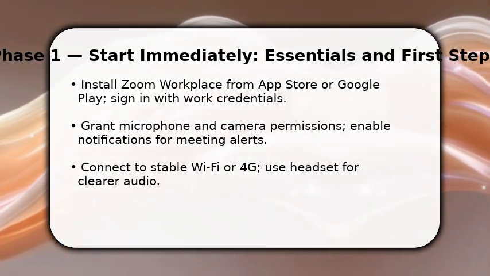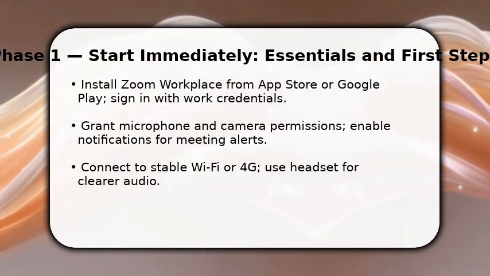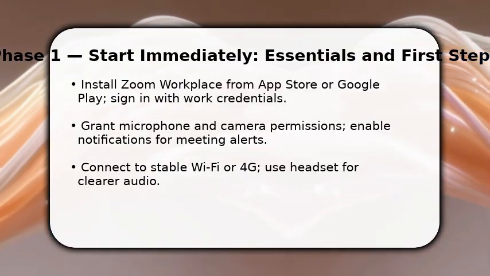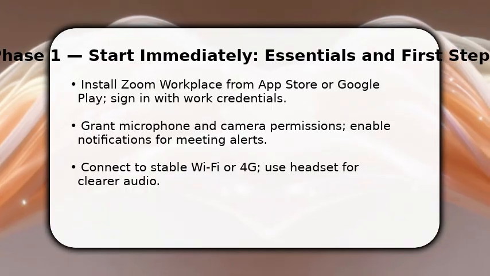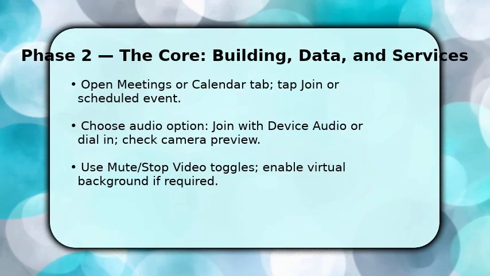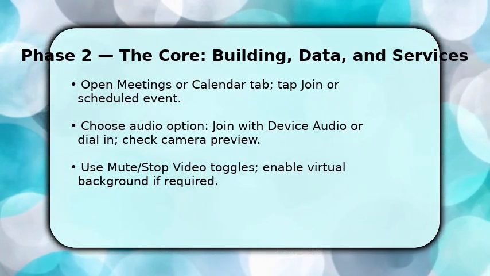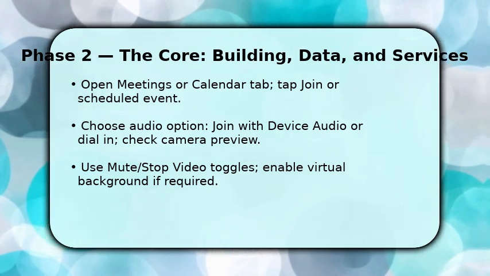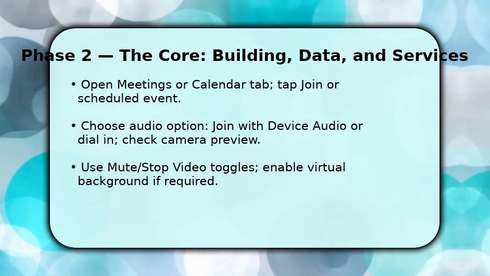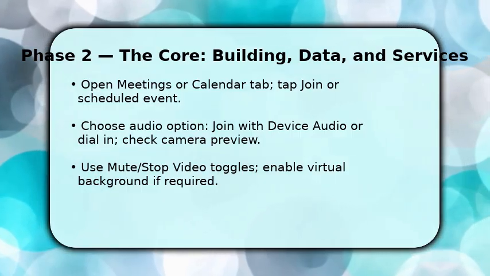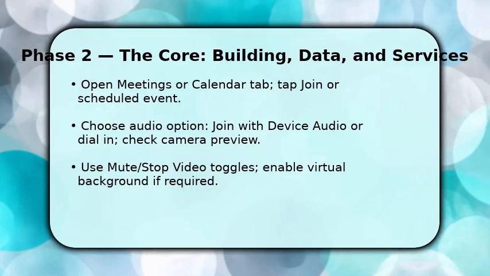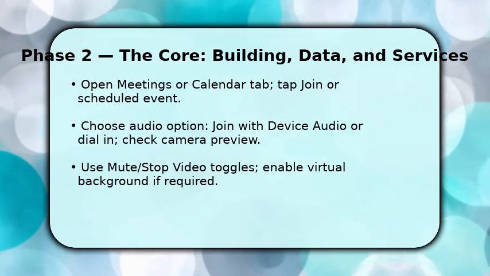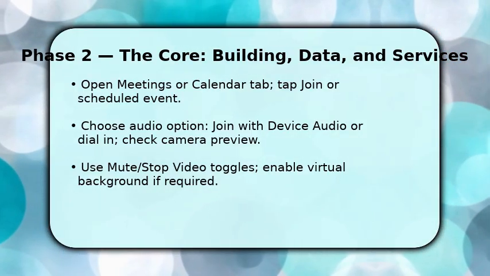I'll show you how to join quickly and why each permission matters: audio for participation, camera for presence, notifications for timely entry. Once you tap Join or your scheduled event, you'll see audio and video choices. Pick Join with device audio for immediate sound, or use dial-in when internet is poor. Make sure to check the camera preview so framing looks professional. Tap Mute and Stop Video to control when others hear or see you.